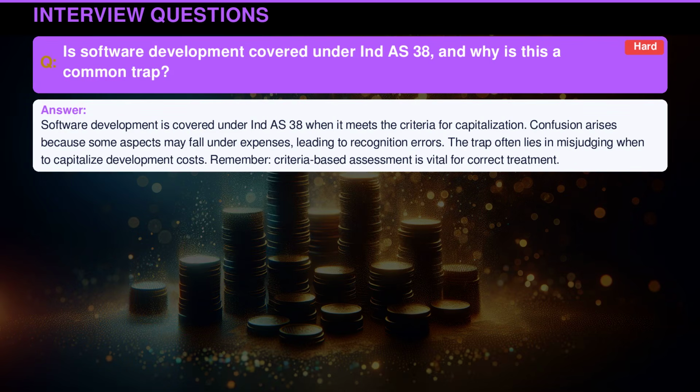Software development is covered under Indian Accounting Standard 38 when it meets the criteria for capitalization. Confusion arises because some aspects may fall under expenses, leading to recognition errors. The trap often lies in misjudging when to capitalize development costs. Remember, criteria-based assessment is vital for correct treatment.